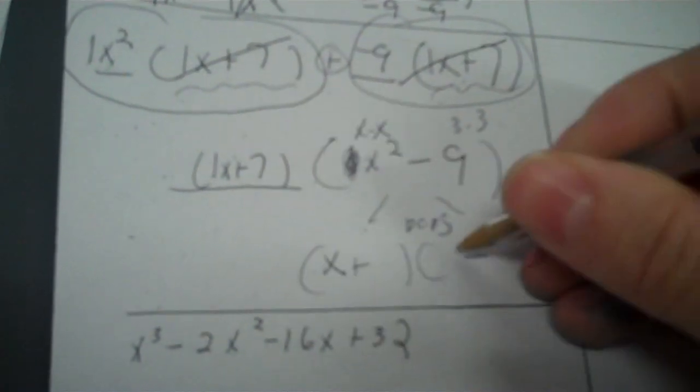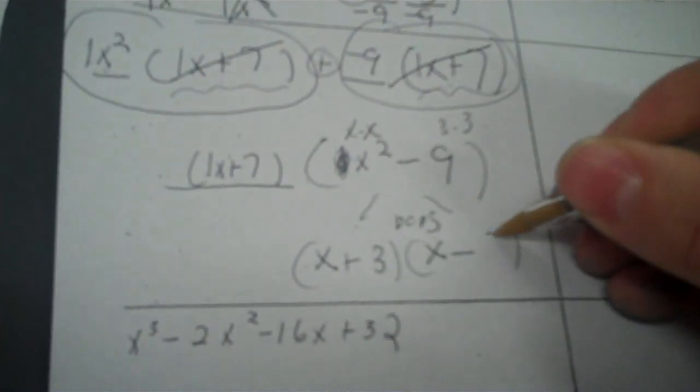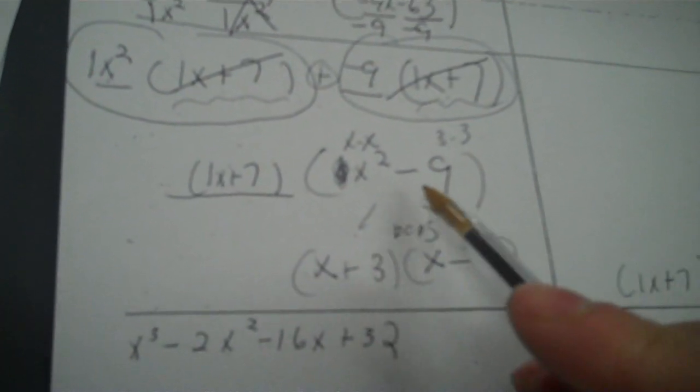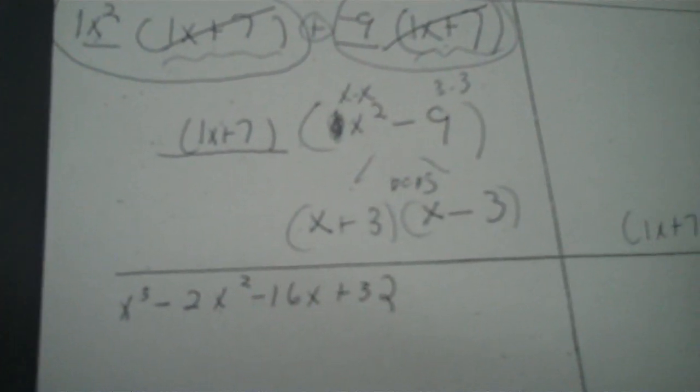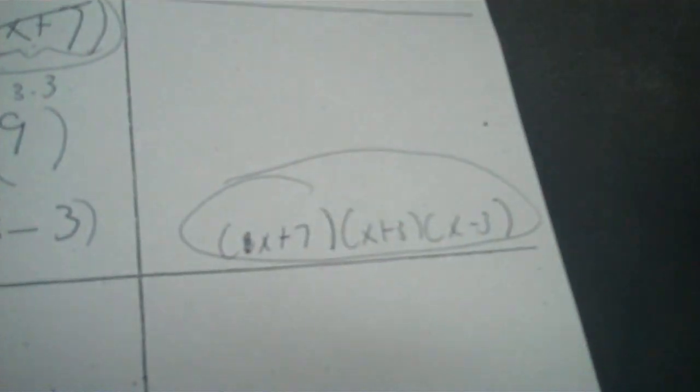So that goes x, and then that is 3 times 3. I don't put the i because we had a minus sign, okay? And then I put these over here. So x plus 3, x minus 3. Okay, now if you want to get rid of that 1, you can keep it. It's up to you. Now it's factored.